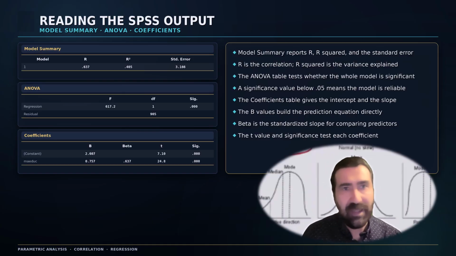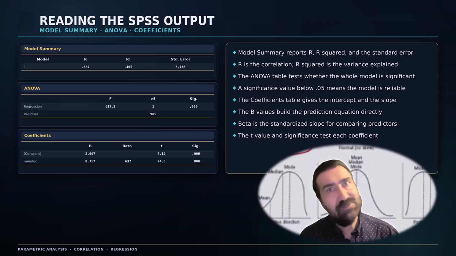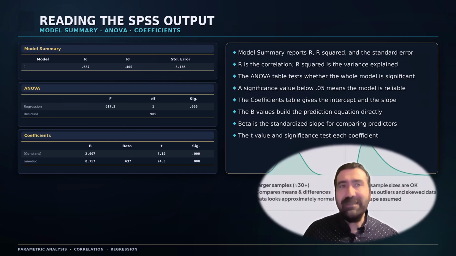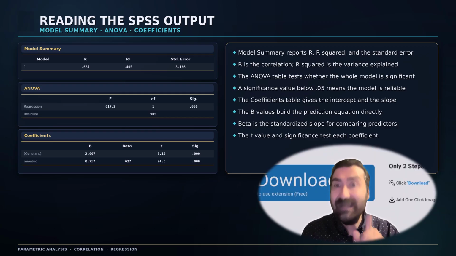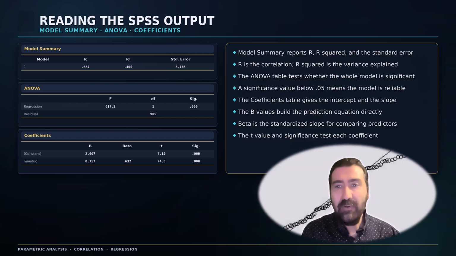So put it all together. The model summary tells you how strong it is. The ANOVA tells you whether it is real. And the coefficients table hands you the equation itself. Three tables and one clean story.